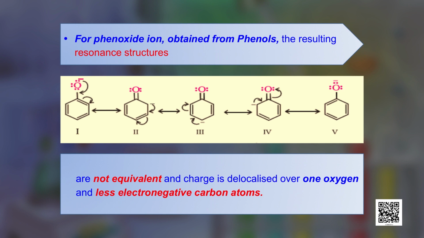Why? Because in some structures you can see that the negative charge is on oxygen, while in others it is on the carbon atoms also. And here you can see very specifically that carbon atoms are less electronegative and oxygen is more electronegative, and those resonance structures which have charge on the carbon atom, which is less electronegative than oxygen, are less stable and contribute less to the ultimate resonance hybrid. So, that is why there is a difference in the stability of phenoxide ion and the carboxylate ion.